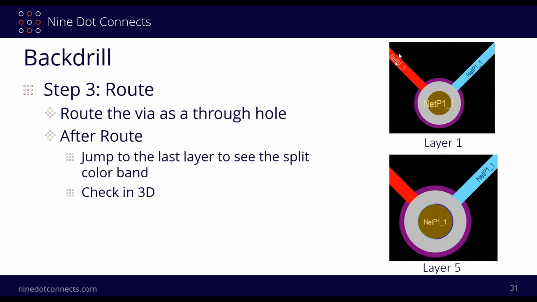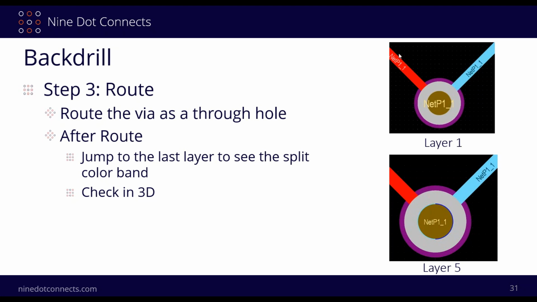The next part is we're going to simply route it the same way we route everything else, right? We start our place. We can use our keys on the numeric keypad to drop a via, and then we can continue on to the layer of desire. When you're done with this, you want to check it to make sure that it worked.